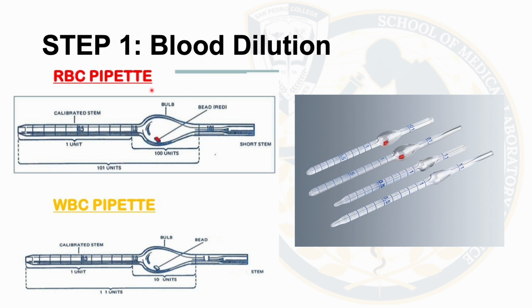Most of the time, you sip the blood up to 0.5, and for the WBC pipette also up to 0.5. Anyway, later, I'll explain step by step how you get a blood sample from the tube or your EDTA to be used for cell counting.